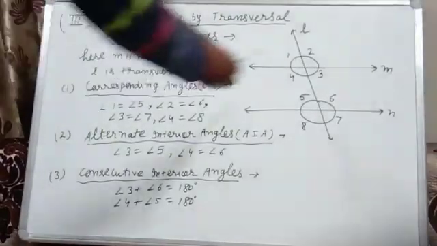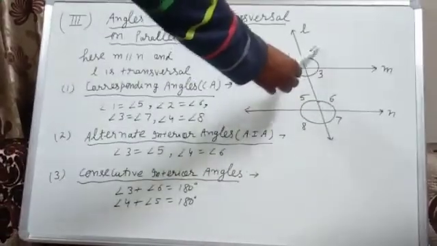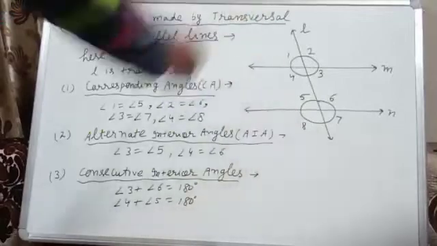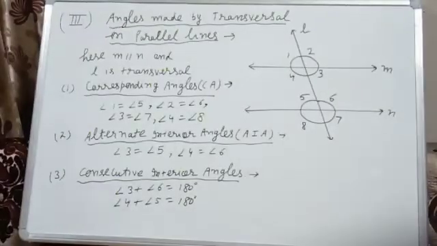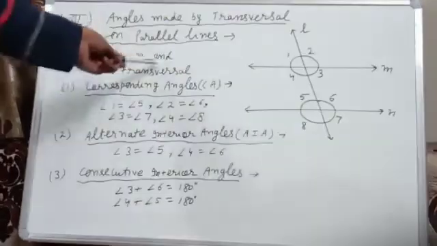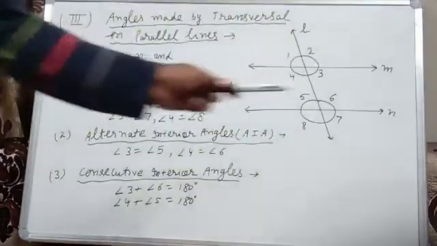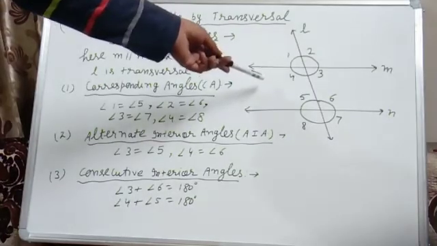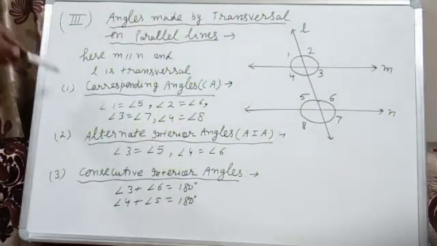So let these four angles be 1, 2, 3, 4, and these four angles be 5, 6, 7, 8. So the total number of angles is 8. Here M is parallel to N, and L is the transversal. Generally we have three results, and we have some more results based on this figure too, but generally we use these three results.